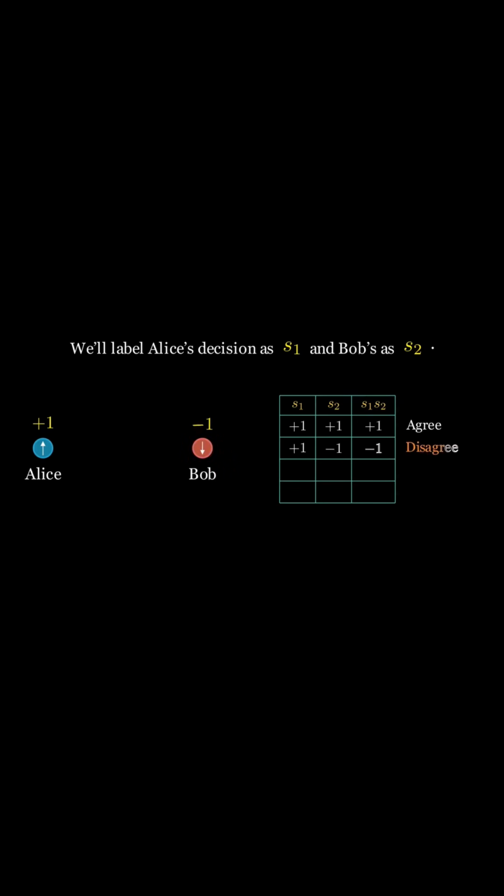If Alice chooses +1 and Bob chooses -1, their product is -1. This is a state of disagreement. The same is true if the roles were reversed. And if they both choose -1, the product is once again +1. They still agree, but this time on saying no. So the product S1 times S2 gives us an elegant way to tell whether they agree or not.